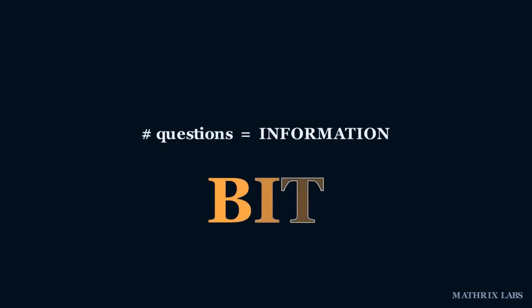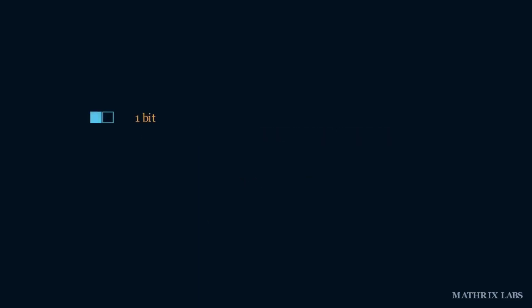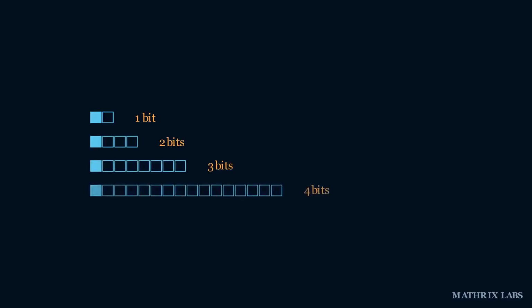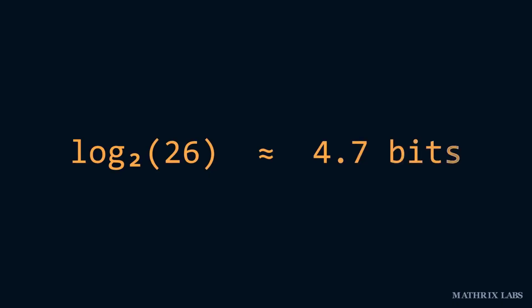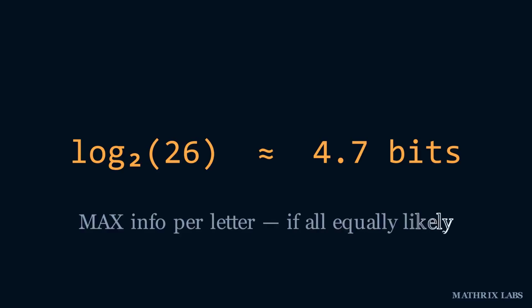We call each question a bit. 2 possibilities, 1 bit. 4 possibilities, 2 bits. 8, 3. 16, 4. Every new bit doubles what you can pin down. So for 26 letters, not 4, that only covers 16, not 5, that covers 32. Somewhere in between. The exact answer is log base 2 of 26, about 4.7 bits. That's the maximum information a single letter could carry if every letter were equally likely.